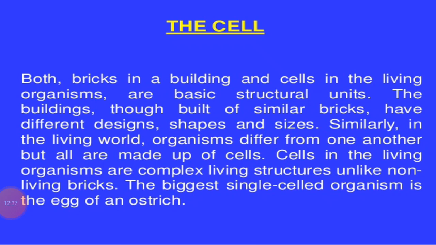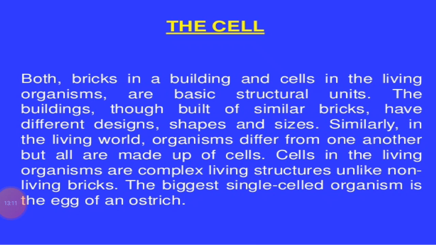It means all the living organisms found on this earth are different from each other. Plants are different from animals. There are different types of animals, different types of plants, and different types of human beings. So they are different from each other, but there is one similarity present in them, and that similarity is what? Their basic structural unit, and that basic structural unit is called the cell. Cells in living organisms are complex living structures, unlike non-living things like bricks.